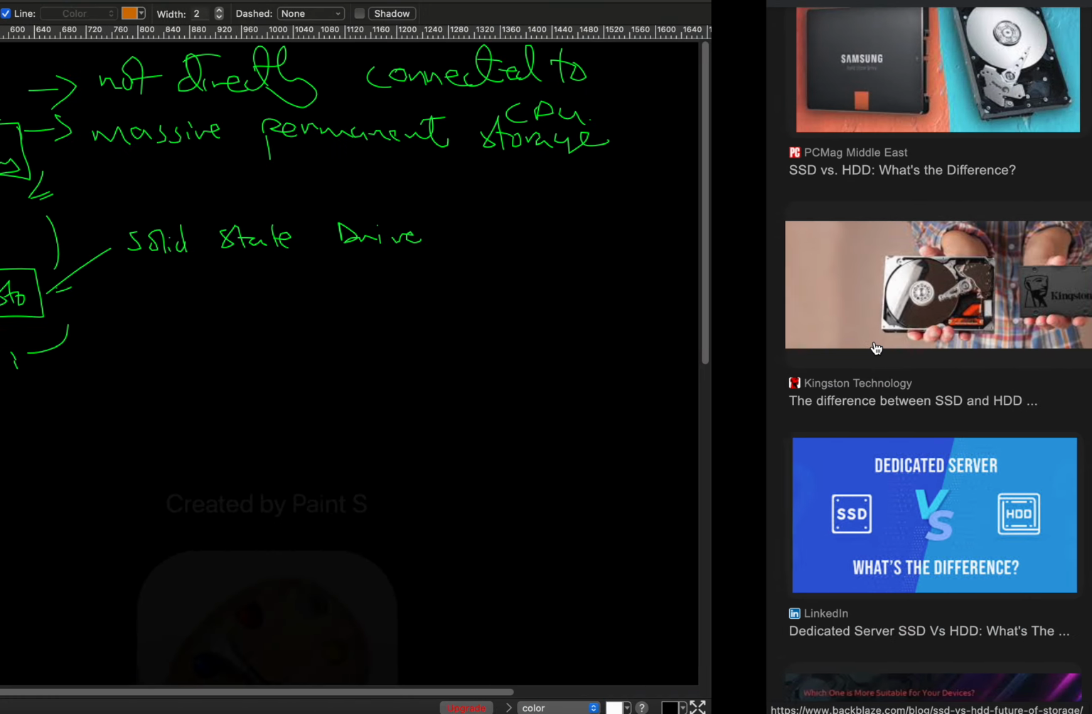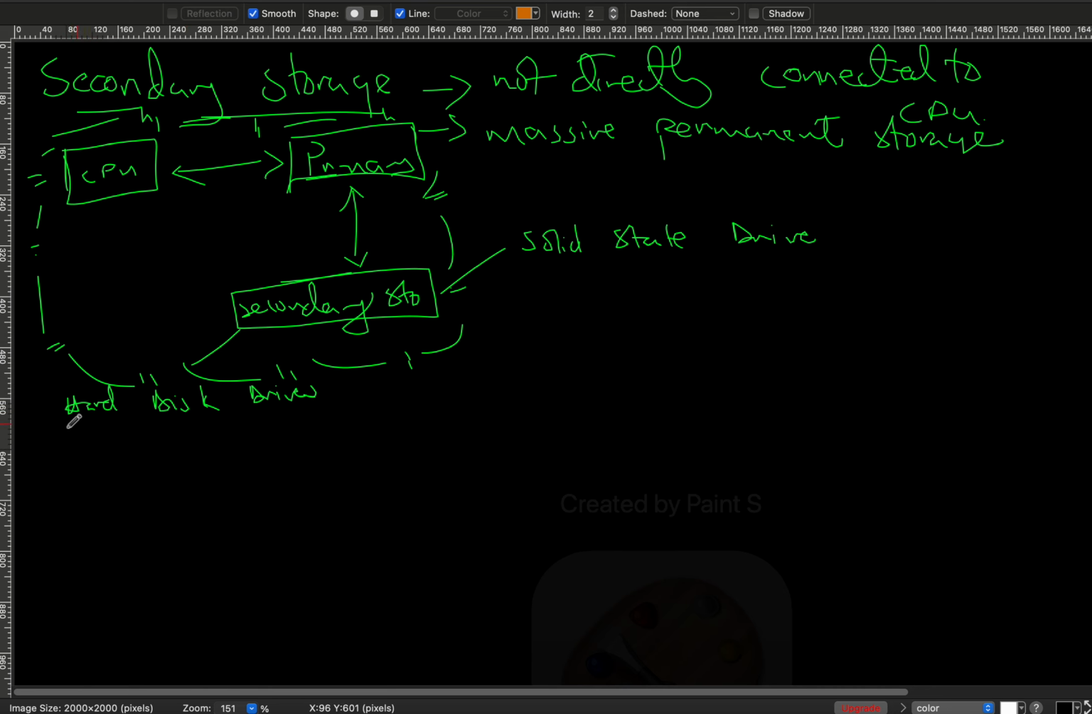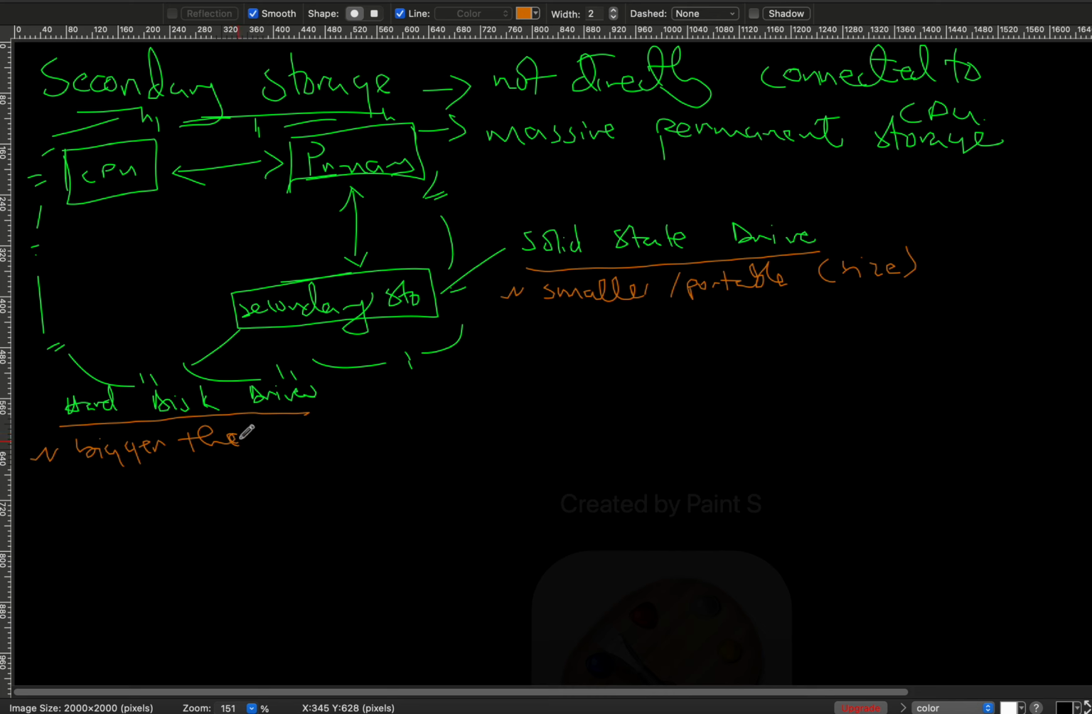When you appreciate the difference between these two, the first thing I already noticed is that this one is less heavy compared to this. It is small in physical size, smaller and portable, as far as physical size is concerned. This one is not as portable. This is bigger than an SSD as far as physical size is concerned. I hope that makes sense.